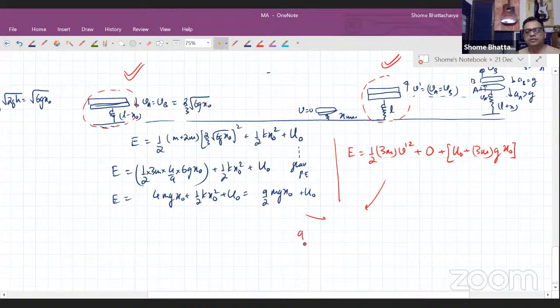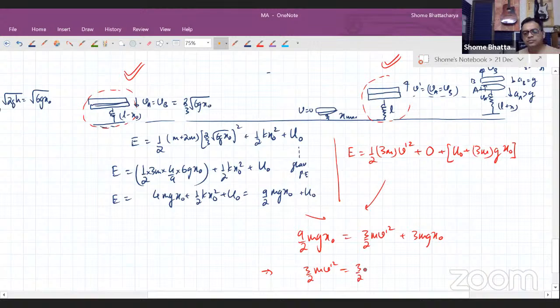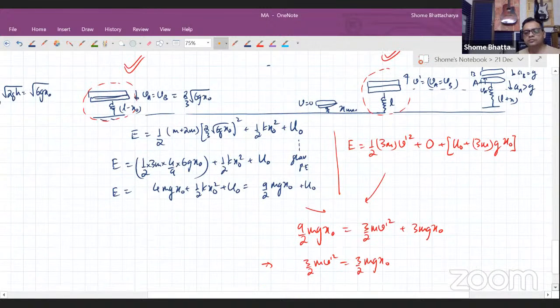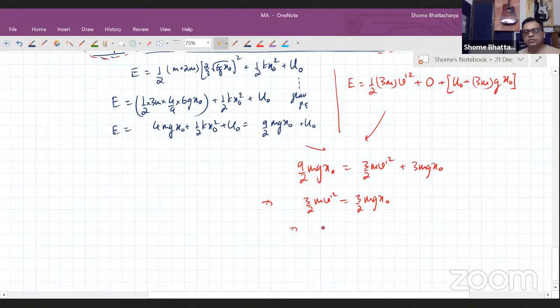So we have 9 by 2 mg x naught should be equal to 3 by 2 mv prime square plus 3 mg x naught. Should be 9 by 2 minus 3. So that's how much now? 3 by 2. So this is what I'm getting. I'm getting V prime as root g x naught.